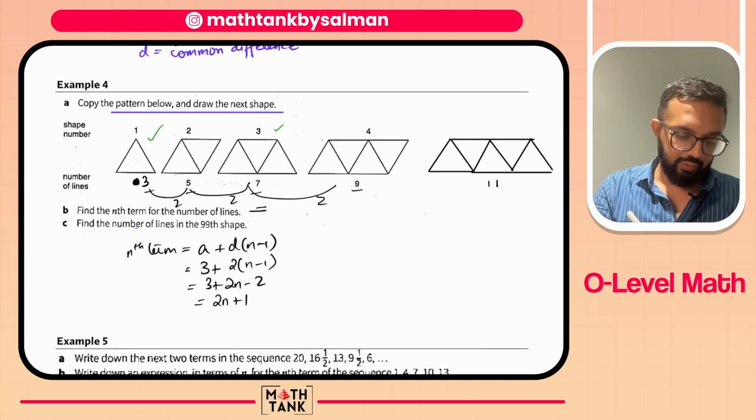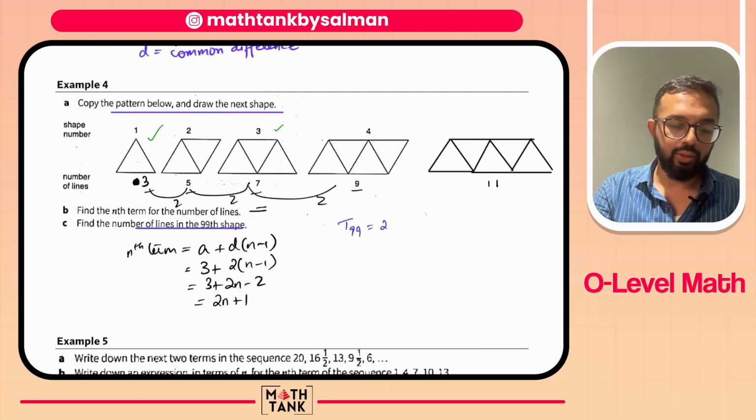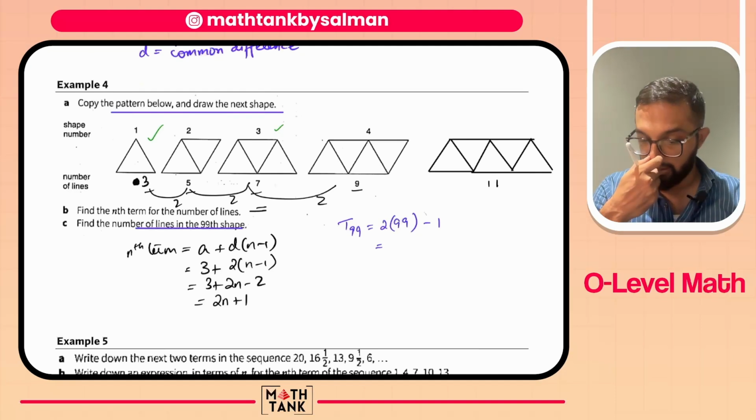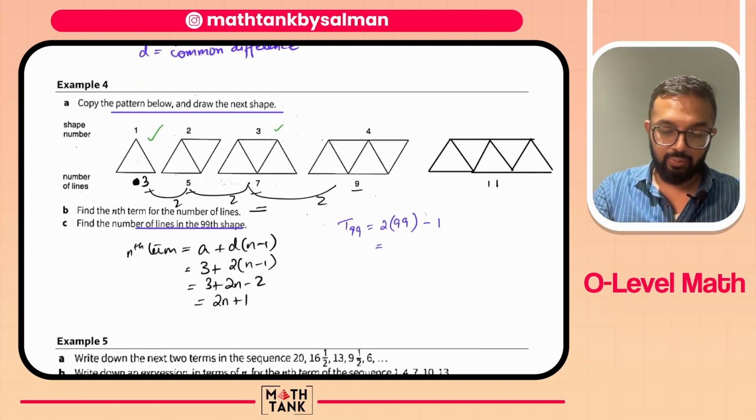Then it says find the number of lines in the 99th shape. If I want to find term number 99, the only thing that I need to do is replace n with 99. So 2 times 99 is 198, plus 1 gives 199.